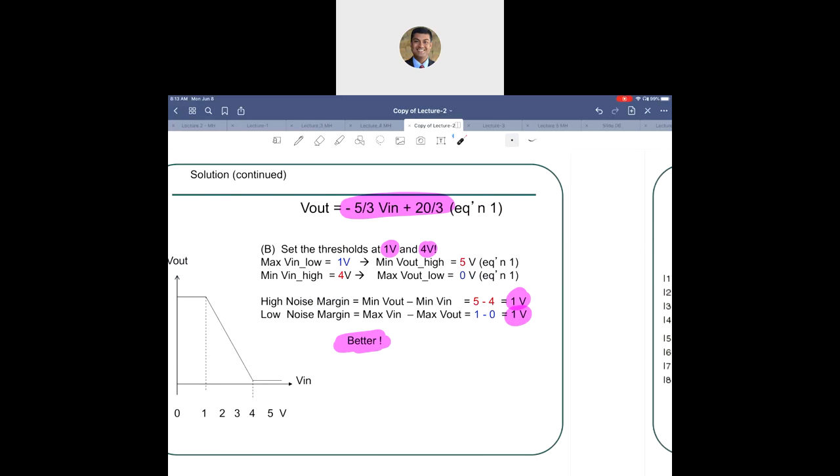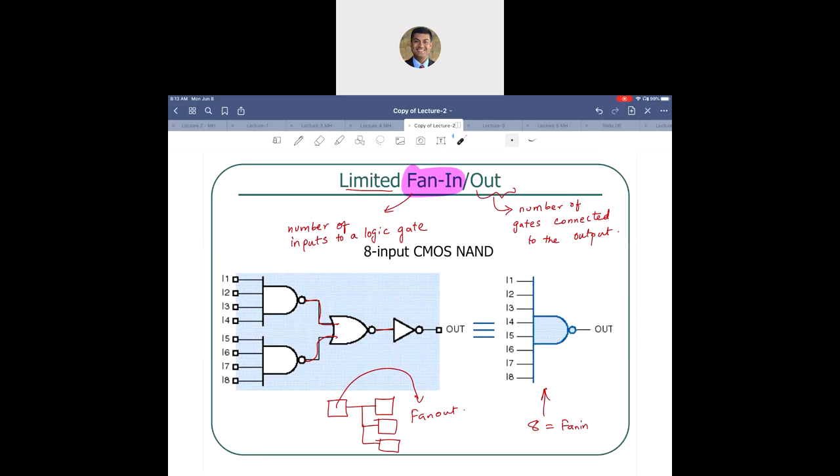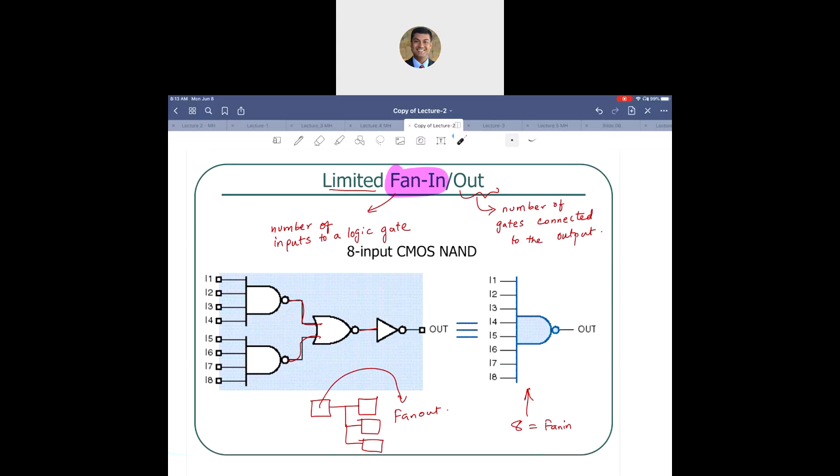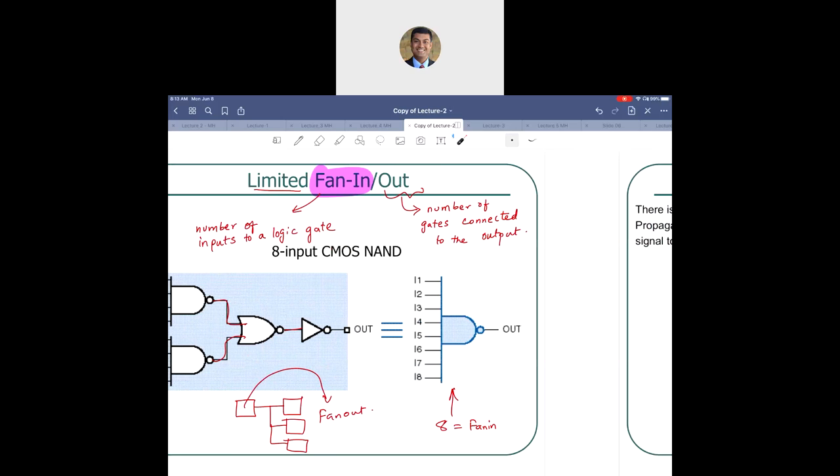Then at the end of the class, we were talking about limited fan in and fan out, which is the limitation on the number of inputs or outputs you connect to any logic gate. We'll take a look at why this exists by looking at a circuit diagram. We also talked about propagation delay.